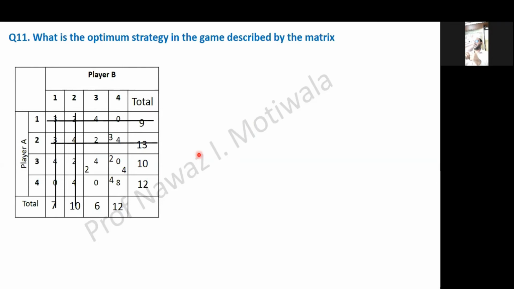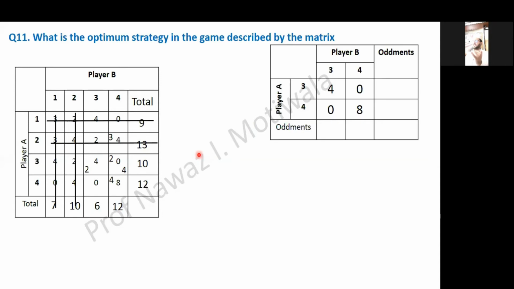Now I remain only with four values, that is 4, 0, 0 and 8. So I will make a new matrix 4, 0, 0 and 8, and I will try with either the formula method or the oddment method and find the solution.